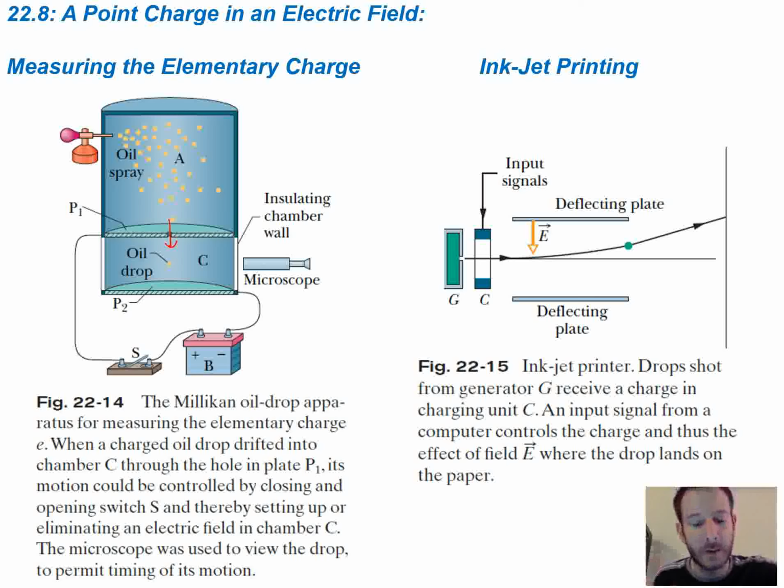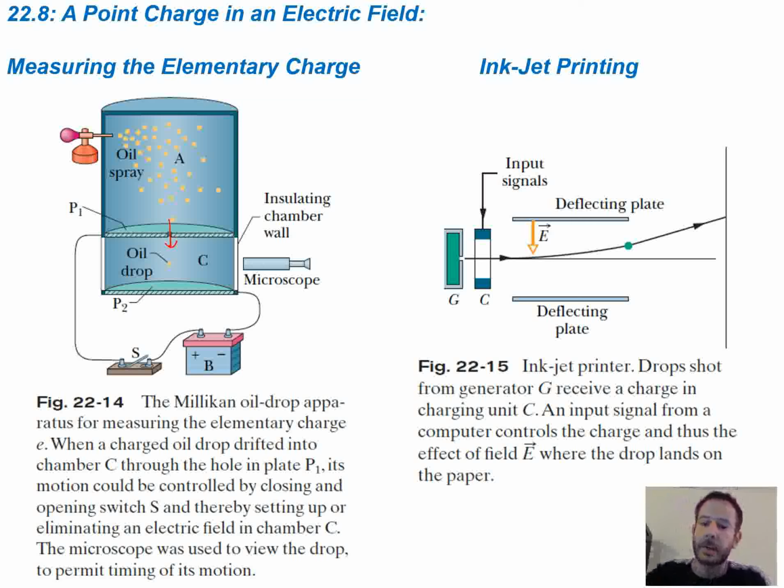Gravity was pulling it down, the electric field was pushing it back up. And since they knew how strong the electric field was that they were putting in, they were able to calculate what the charge of the particle was. And they found out that by doing so, every charge was basically a multiple of some number. And they called this the elementary charge. So the charge of one single proton or one single electron.